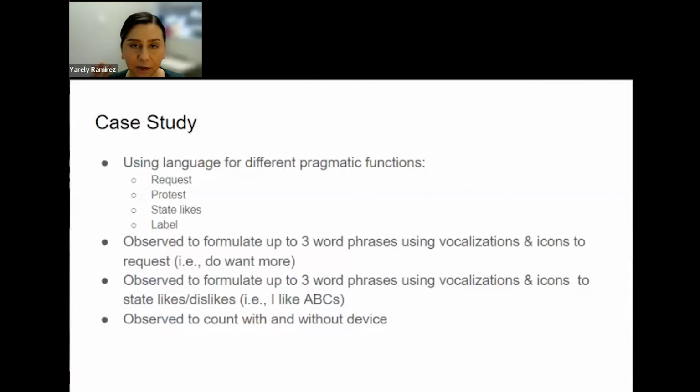The beauty of it is he's now using language for different pragmatic functions. He can request, protest, state likes, and label. Since the introduction of the speech generating device and the usage of multimodal communication, he's been able to use 3-word phrases to request. He likes to say do a lot. So he would say, do want more? Because I would ask him, do you want more? So then he would say, do want more.